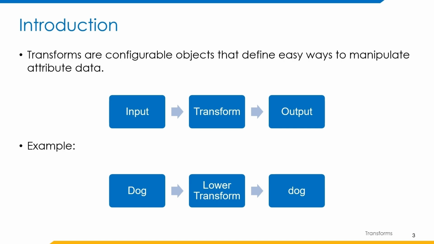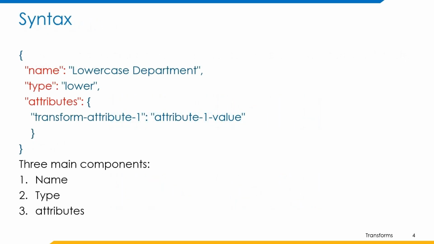As we understood what transform is and what it does in Identity Now, let's move to the next slide where we'll be understanding the basic syntax of the transform. Now let's understand the syntax of transform. Whatever transform we write requires name and type as mandatory components. If a user needs to provide more configuration, then we'll be using the attributes component. So name, type and attributes are the three main components of transforms.